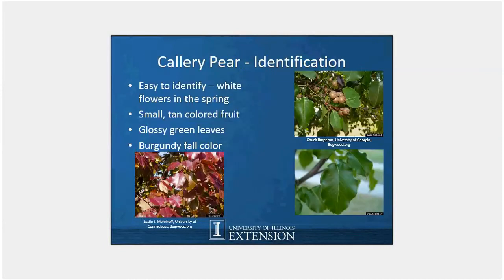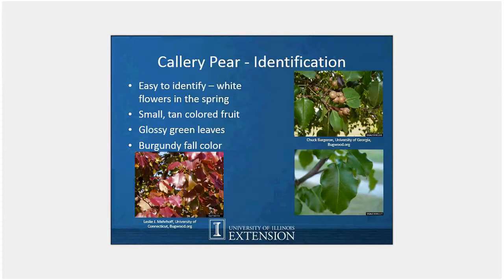Some of you may already be quite familiar with what Callery pear looks like. And again, it's very easy to identify: those white flowers in the spring, a lot of upright growth usually, and very glossy green leaves. And in the top right corner, you can see a great example of what that fruit set looks like when it comes to pears. It's these small, tan, hard-looking balls that have seed set. They do have the ability to propagate, and that's part of the problem.